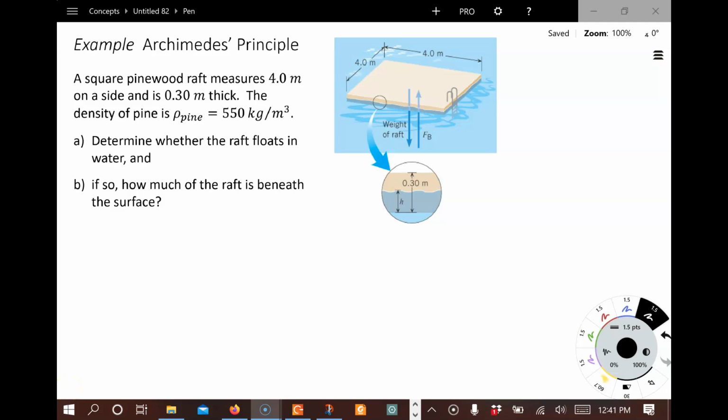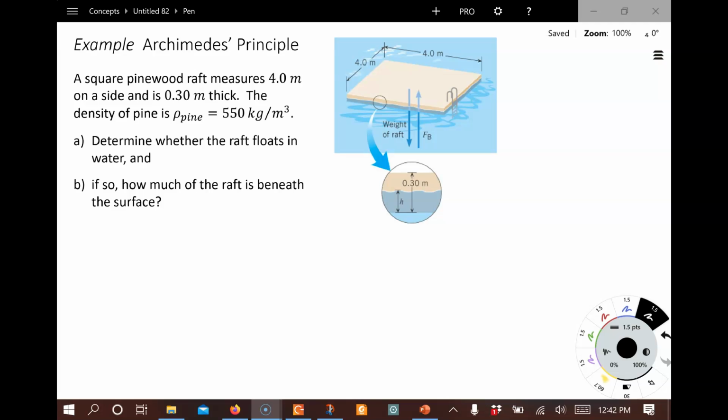Hi, this is an example problem from chapter 11 that has to do with Archimedes' principle. Pause for a moment and read the question. So in part A, we're trying to figure out whether this raft floats in the water. Of course, we assume it'll float, otherwise we shouldn't call it a raft.